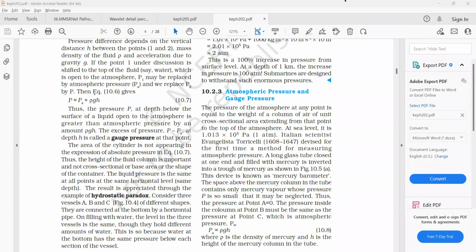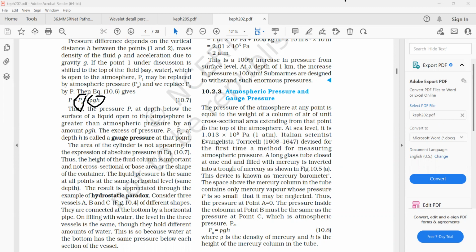So if we go to a depth below the surface of the liquid, the pressure increases by rho gh. If the atmospheric pressure is PA, and we are going down to the bottom of the liquid, then the pressure increases by rho gh. A similar thing happens in the ocean also.